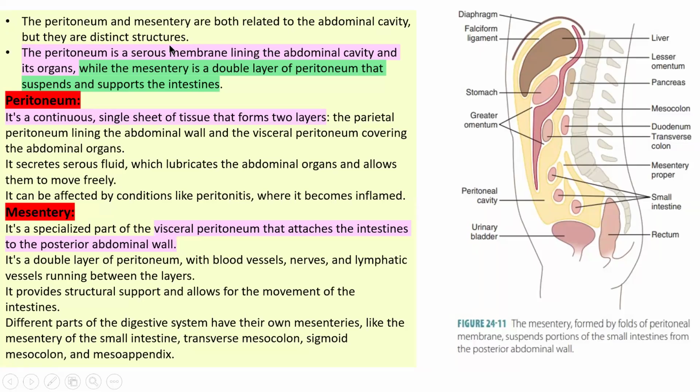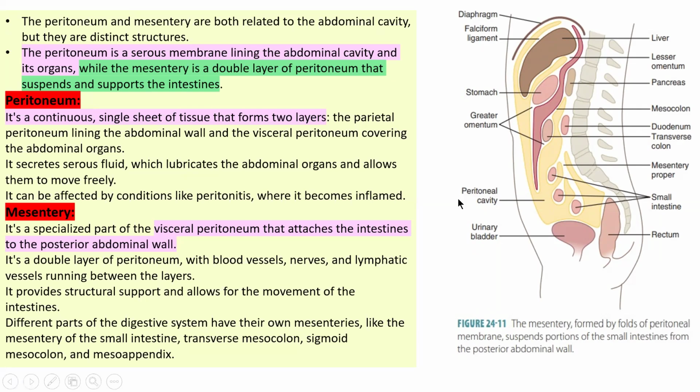The peritoneum and mesentery are both related to the abdominal cavity, but they are distinct structures. Peritoneum is a serous membrane lining the abdominal cavity and its organs, while the mesentery is a double layer of peritoneum that suspends and supports the intestine. So these are the differences. Peritoneum has two layers we have learned, parietal and visceral, which secrete serous fluid and help in lubrication, and mesentery is a specialized part of visceral peritoneum.